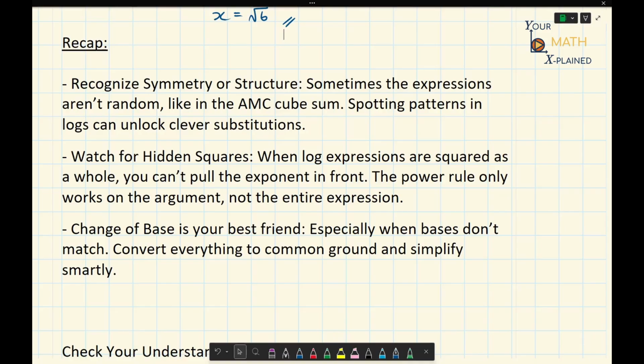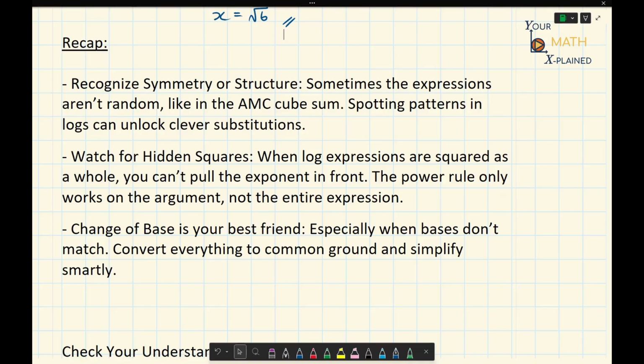So let's do a quick recap of everything that we covered. Being able to recognize symmetry or structure is huge when it comes to challenging problems, because a lot of the times the expressions can look complicated, but they aren't random. So for example, like the AMC problem, spotting patterns in there can actually unlock clever substitutions. And don't worry if you didn't notice that at first, because that comes with practice.